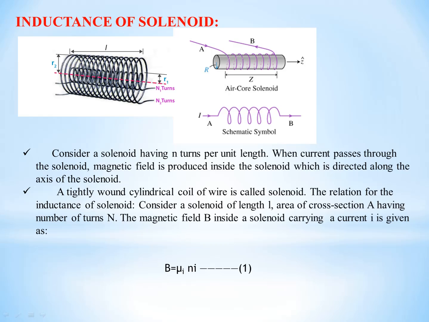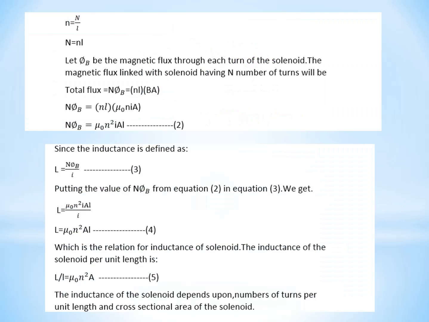Considering the solenoid of length l, area of cross section A, and number of turns N, the magnetic field due to a current-carrying solenoid is given by B equal to mu n i, where n, the number of turns per unit length, equals capital N by l, the length. So N is the number of turns.